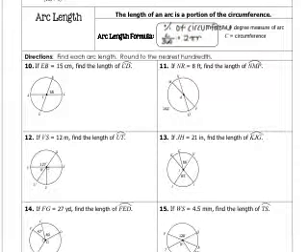In math, of always means multiply. And then circumference, we find the circumference of a circle by 2 pi r. So we're going to be using this idea to find the lengths of these arcs.